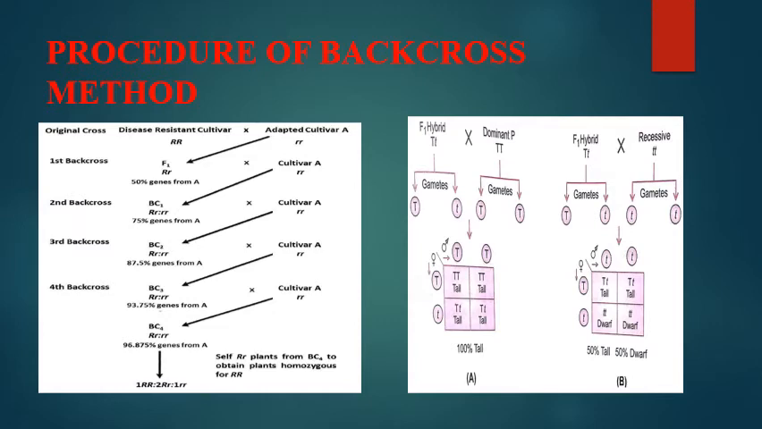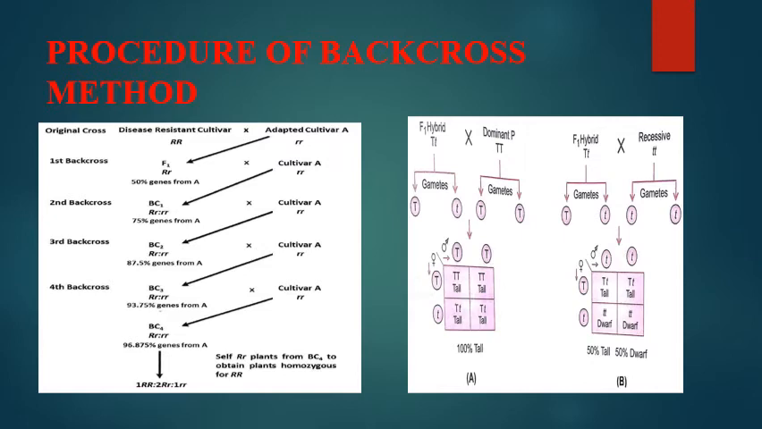So in this diagram, you could see that they have mentioned the percentage of genes from A. As it suggests, if you go for repeated backcross, a desirable homozygote increases rapidly. That is, the genes from the non-recurrent parent are rapidly replaced by the recurrent parent. So as a result of continuous backcrossing, the progeny would be identical to the recurrent parent except for the gene that is to be transferred from the donor or the non-recurrent parent.